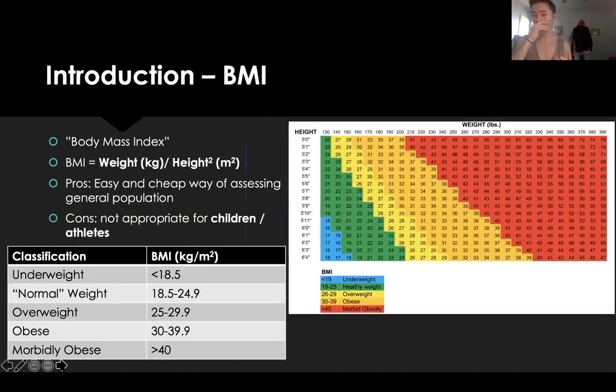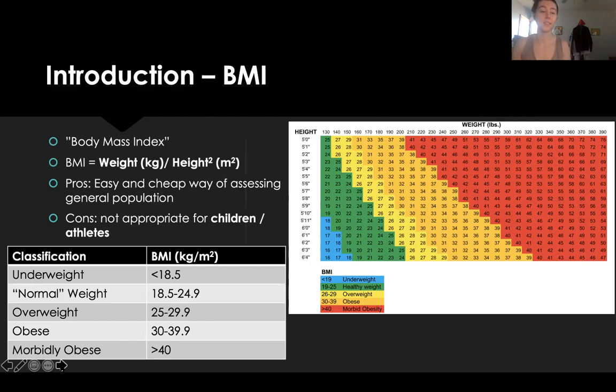Body mass index. Recently, in the health world, it's been kind of demonized, and it's like, oh, BMI is not accurate for people. That is true for certain populations. It is accurate for the general population, so general overall people, but for certain specific populations, not as accurate. So BMI, what is it?